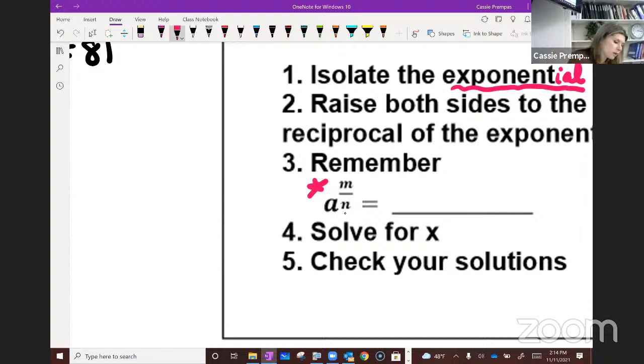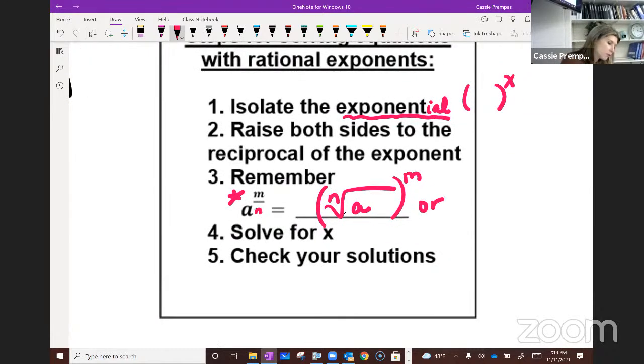A to the m over n power is equal to, well, do you guys remember? Is n or m the index of the radical? N, good. So it'd be the nth root of a. And if you're doing it by hand, it's easier to take that value and raise it to the mth power. Or if you were simplifying a radical, it would be easier to look at it in this way.